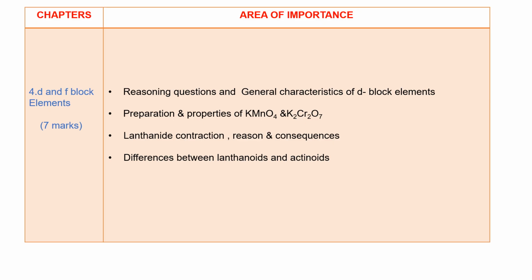Based on this, questions like account for chromates change their color when kept in an acidic solution. Why? Like this, preparation and properties of potassium permanganate and potassium dichromate is very important. Then lanthanide contraction, reason and its consequences is a very important topic in this lesson. Then difference between the lanthanoids and actinoids is a very important question.